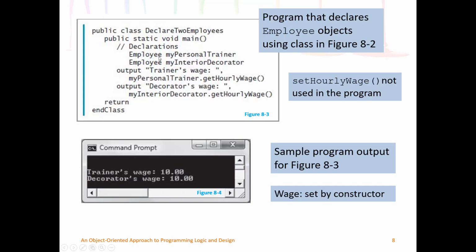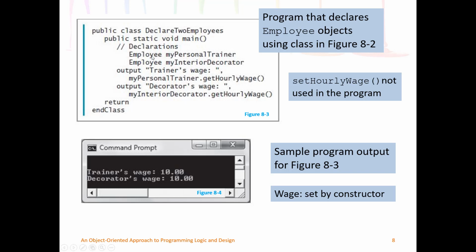Here's my employee, my personal trainer. So I have a class Employee. Here's my object. I call it my personal trainer. Here's Employee, my interior decorator. These are two different objects of the same class Employee. I can create as many objects as I want from a class.